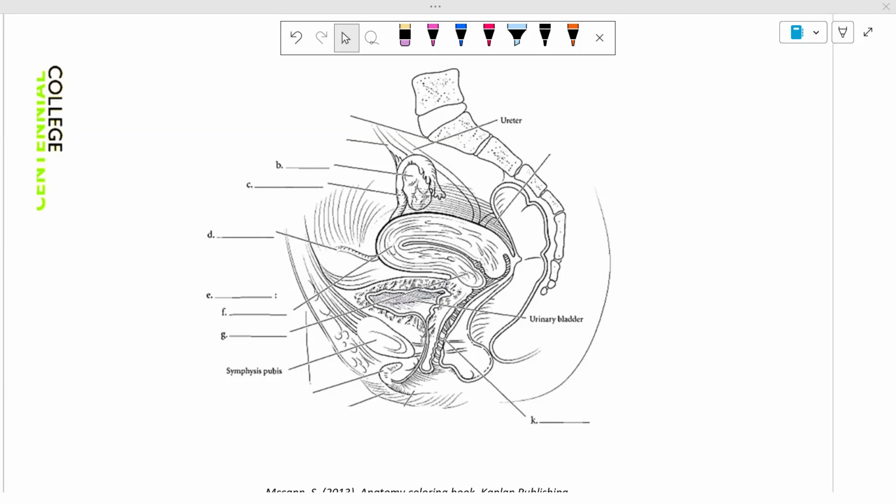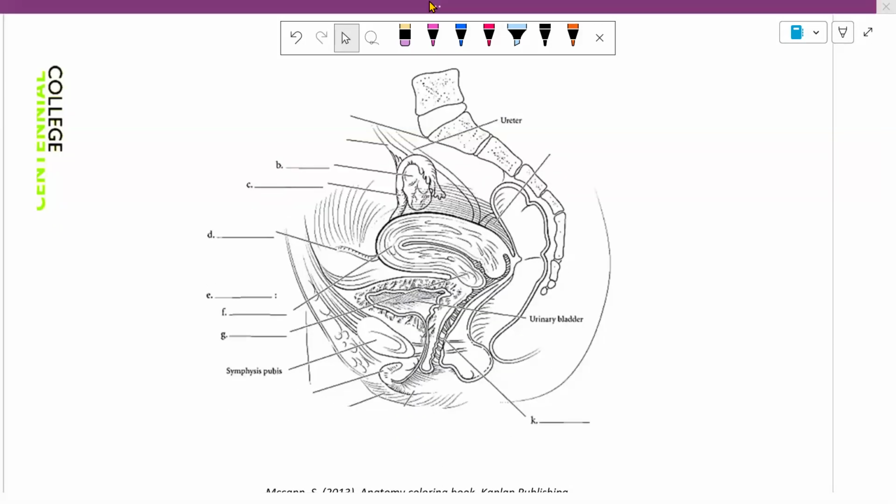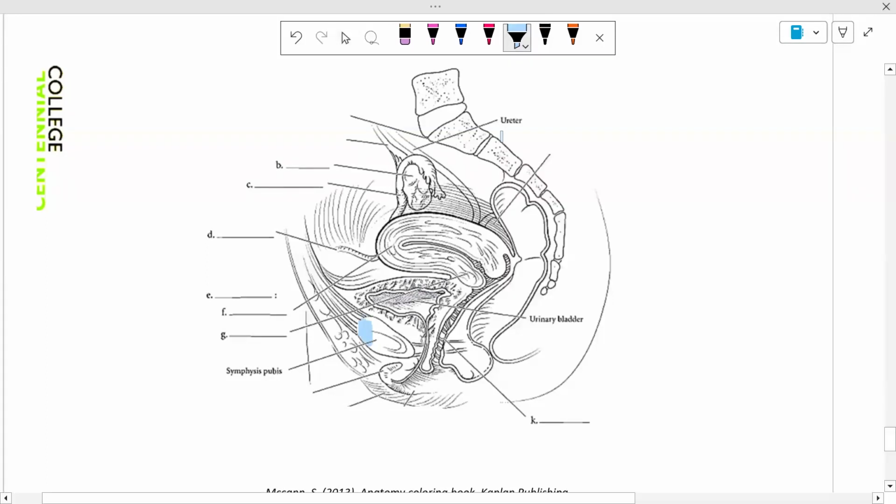So this is a mid-sagittal view of the reproductive system, and there are some parts that you might recognize from a previous unit. For example, from the skeletal system, you know that this is the symphysis pubis. That's the part that connects the pubis in the pelvic area, right?